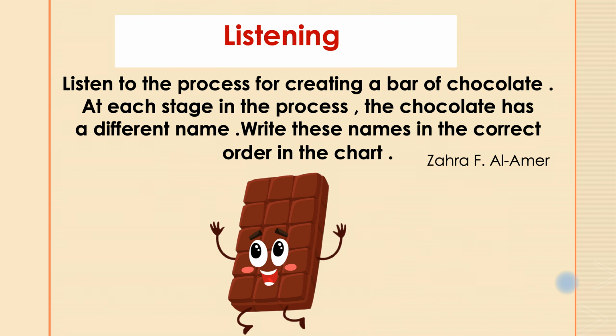So right now we will be looking at the first thing, which is the listening part. So right now listen to the process for creating a bar of chocolate. At each stage in the process, the chocolate has a different name. Write these names in the correct order in the chart.